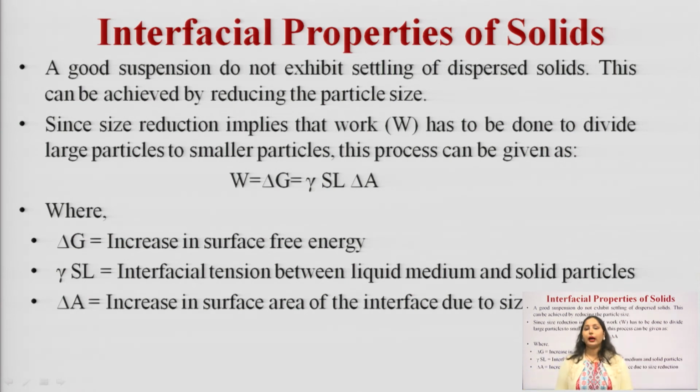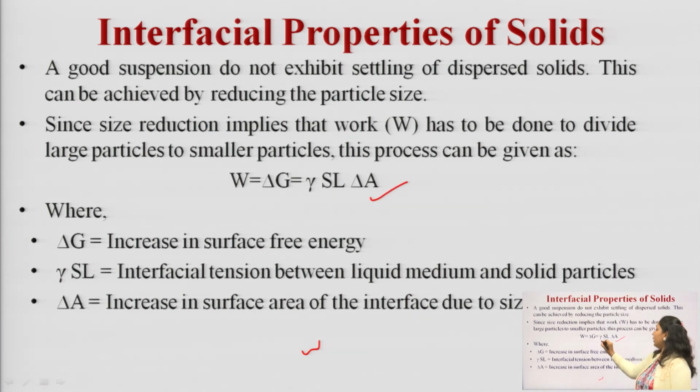This can be achieved by reducing the particle size. So, in case of an ideal suspension, they do not promote the settling of the solid, and this can be achieved by reducing the particle size. Since size reduction implies work, that is, W has to be done to divide the larger particle into smaller particles, this process can be given by the following equation: W is equal to gamma SL into A, where gamma SL is interfacial tension and A is the area. So, for reducing the particle size, work needs to be done on the system.